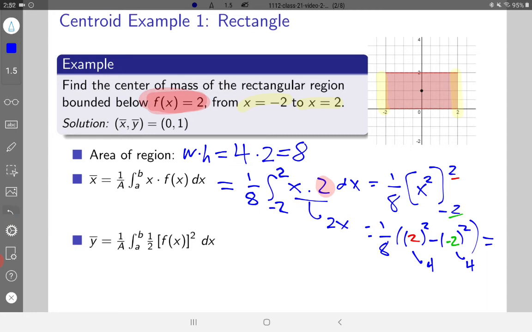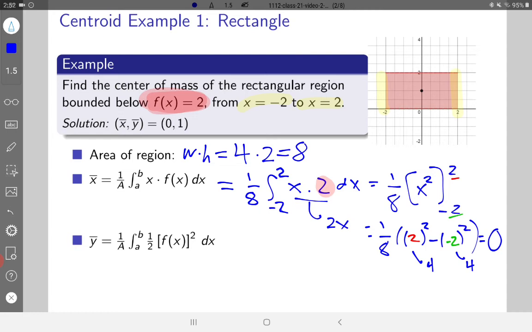Now that also shouldn't be shocking because, as I said before, this rectangle is perfectly symmetric across the y-axis, so it should make sense that its centroid, its center of mass, is sitting there at x equals 0. It's on the y-axis. So getting a 0 out of this is not surprising.